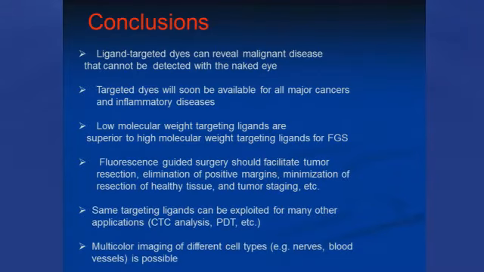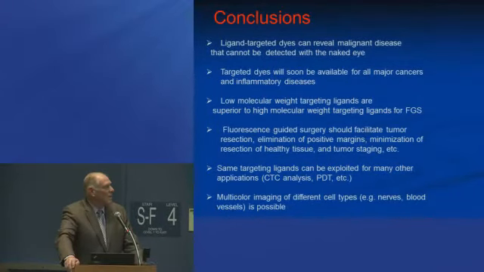And I think they also accumulate in much larger quantities. Fluorescence-guided surgery should facilitate resection, elimination of positive margins, and minimization of resection of healthy tissue. And when you're doing surgery on the brain or in the breast where the healthy tissue is wanted, eliminating the excess removal of healthy tissue is important. It's also important in tumor staging.